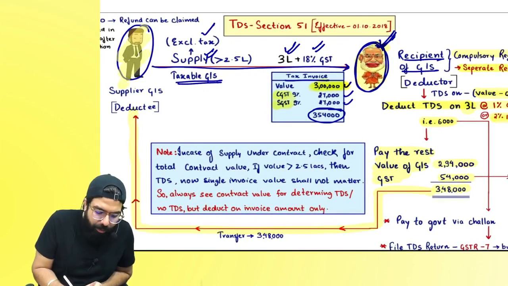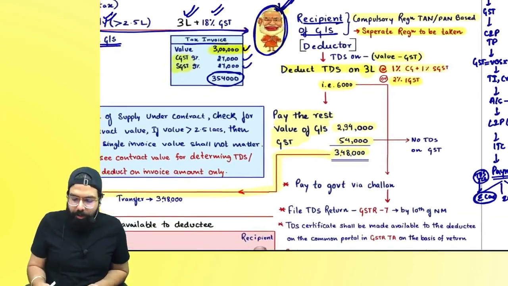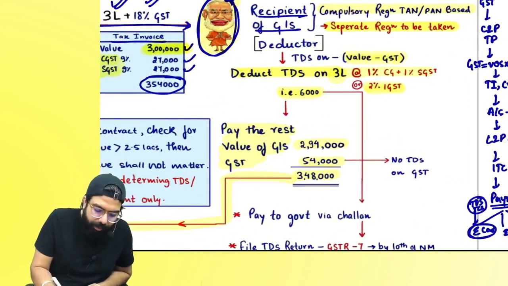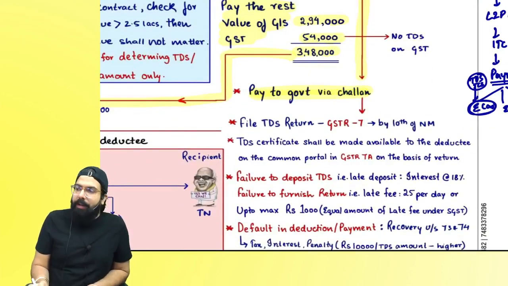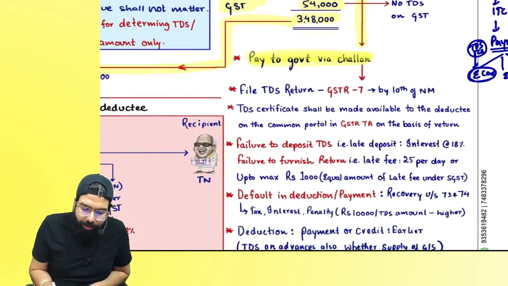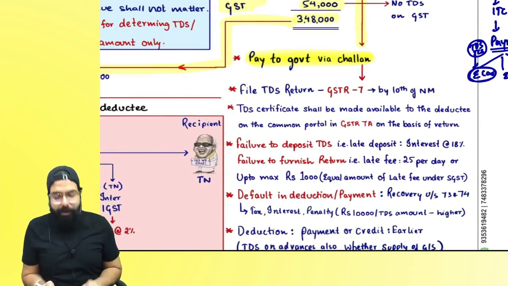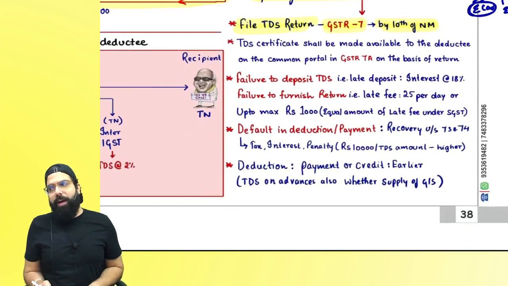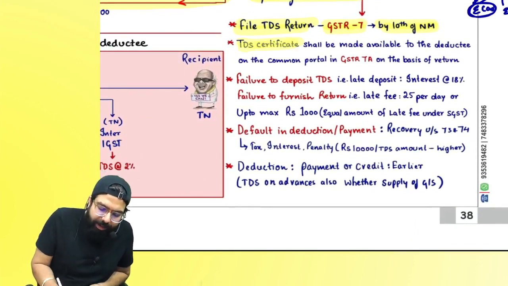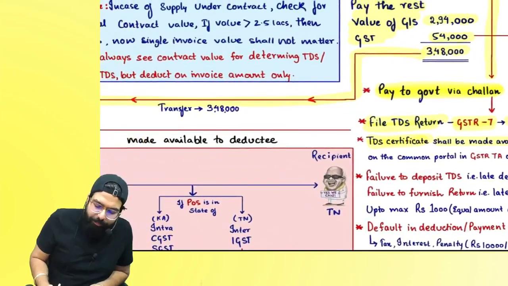Now this supplier will ask where is my remaining 6,000. So the government department will pay this 6,000 to the government by challan. When it makes the payment, it also has to file a return, which is GSTR-7, by the 10th of the next month. And one TDS certificate will be made available to the deductee.